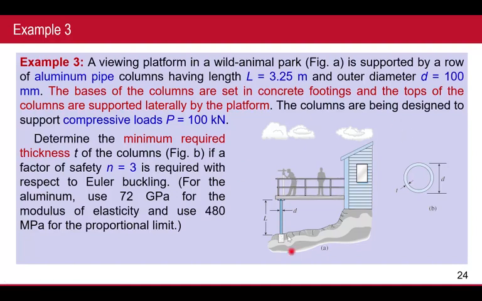So the columns are being designed to support a compressive load P equal to 100 kilonewton. Determine the minimum required thickness t of the column. The factor of safety n is equal to 3, because the safety factor is required with respect to Euler buckling. For the aluminium, the Young's modulus is 72 gigapascals, and the proportional limit sigma y is 480 megapascals.